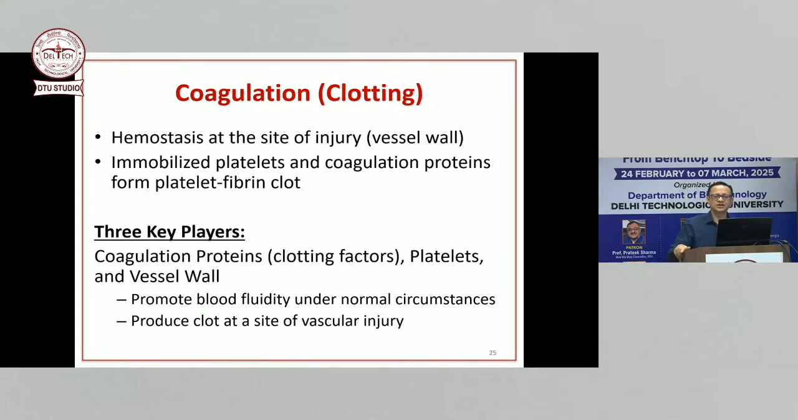Now coagulation, clotting, hemostasis at the site of injury. If there is an injury, the body wants that injury to be healed, taken care of, so that blood can start flowing properly and everything is normal again. Now some of the main players when injury happens are clotting factors, platelets and the vessel wall.